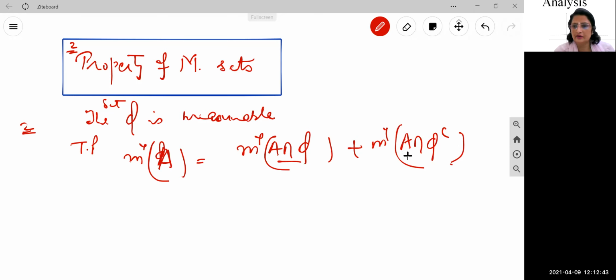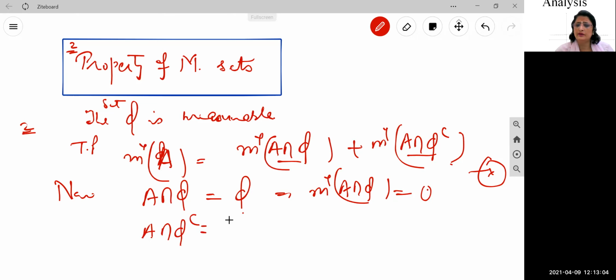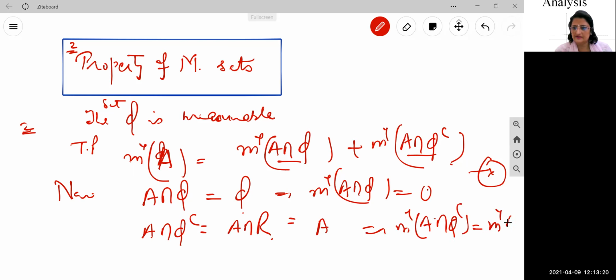So we will consider what is A intersection phi. We will find out A intersection phi complement, and then we will take its M star. ठीक है जी? Now, what is A intersection phi? When we take the intersection with the set, that is equal to phi. It implies M star A intersection phi is equal to 0. Now A intersection phi complement. What is phi complement? It is the whole space R. And A intersection R is A. It implies M star A intersection phi complement is equal to M star A.